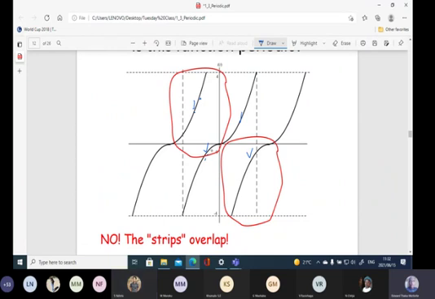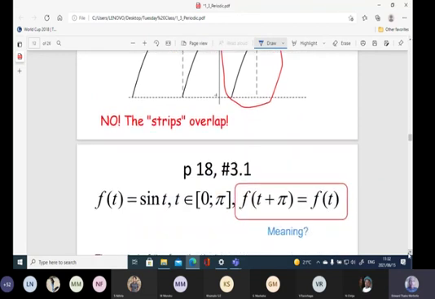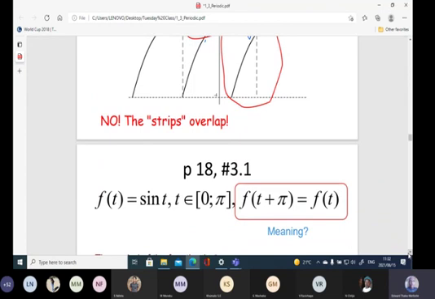Okay, so these two are actually overlapping. So if you have this situation, this is not a periodic function. Okay. Now let's discuss this one here.